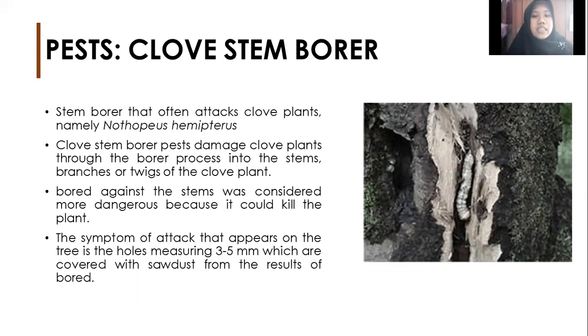The stem borer that often attacks clove plants, namely Notopus hemipterus, the clove stem borer, is a pest that bores into the stem, branch, or twig of the clove plants. Borers in the stems are considered more dangerous because they could kill the plants. The symptom of attack that appears on the tree is a hole measuring 3 to 5 millimeters, which is covered with sawdust from the result of the boring.